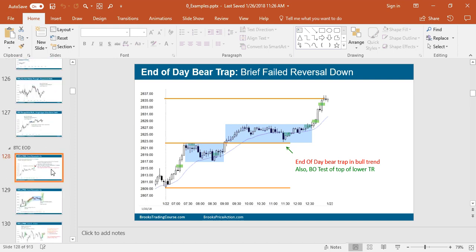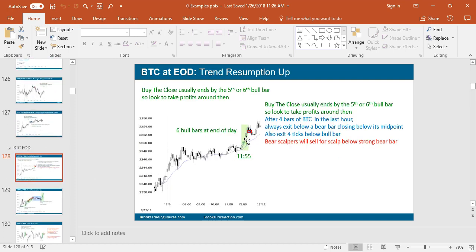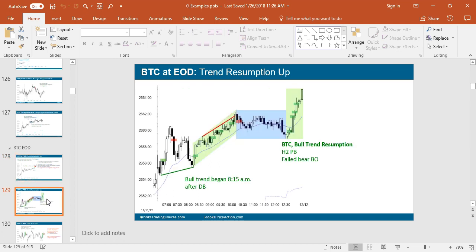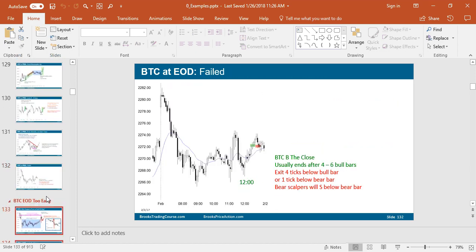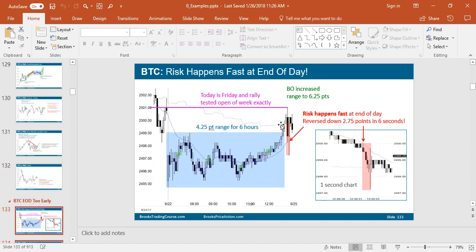By the close, end of the day. This is the risk of by the close at the end of the day. You can get a shockingly huge sell-off, erasing all of the gains.